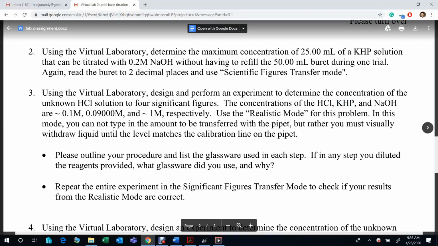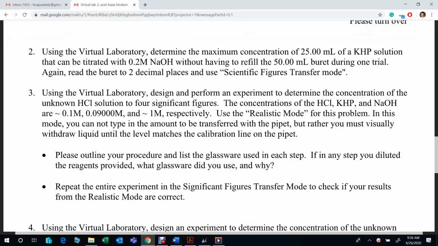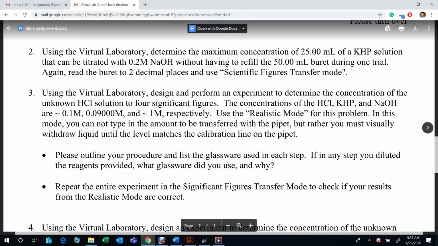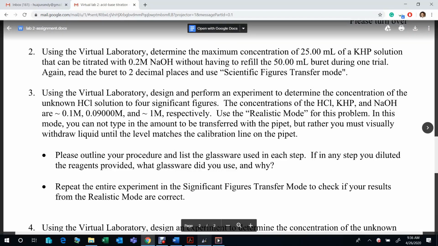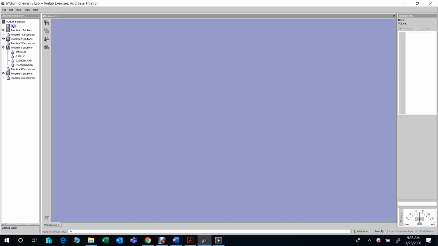But here we find that the sodium hydroxide solution is very high in concentration compared to KHP, because sodium hydroxide solution is about 1 molar, while the KHP's concentration is 0.09900 molar. So it's more than 10 times more concentrated. Then the first thing we need to do is to dilute the sodium hydroxide solution. Here I will show you how to do the dilution.